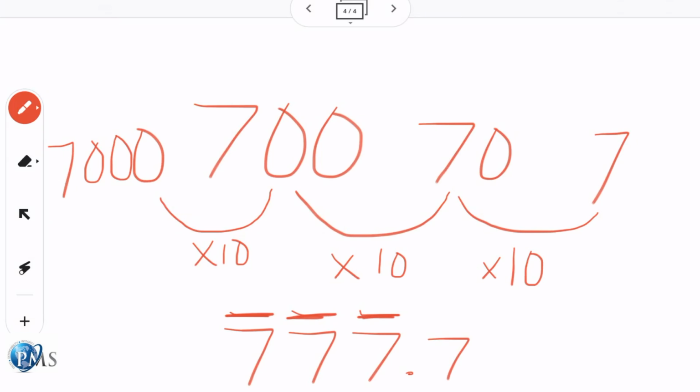Right, that's the whole idea of place value, is we have this system of numbers based on tens, and as we go to the left or to the right, we get either 10 times bigger, or if we go to the right, we get 10 times smaller.